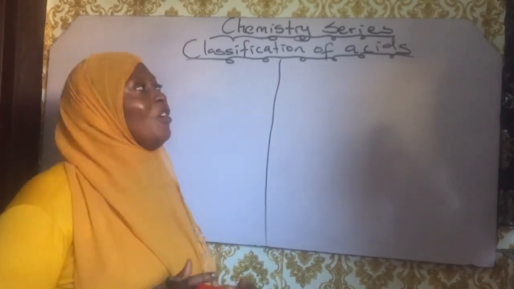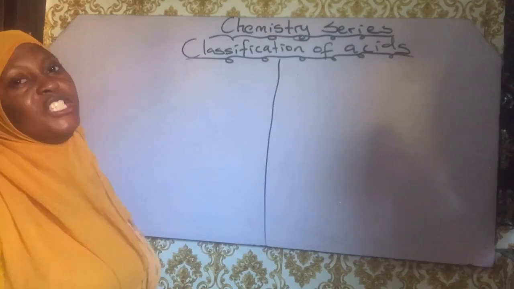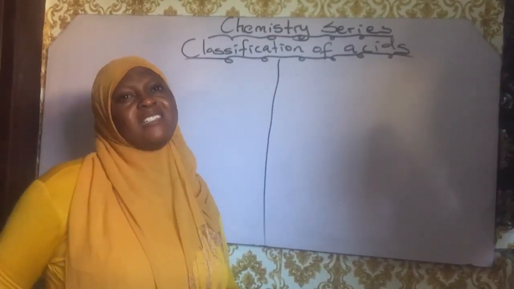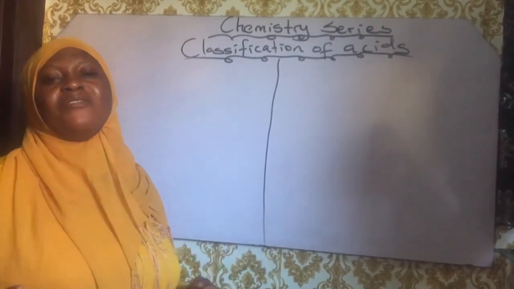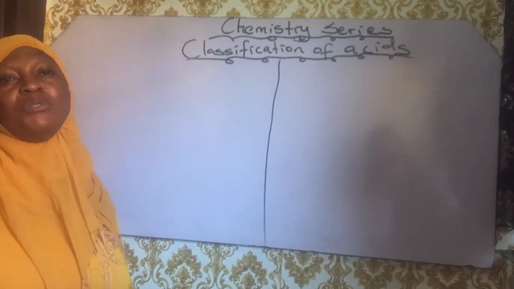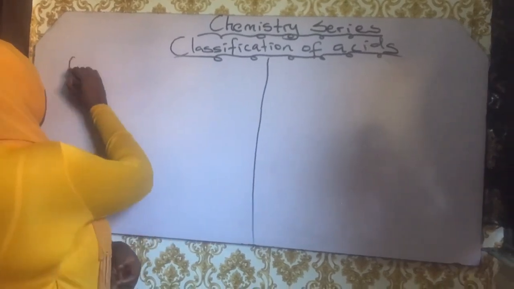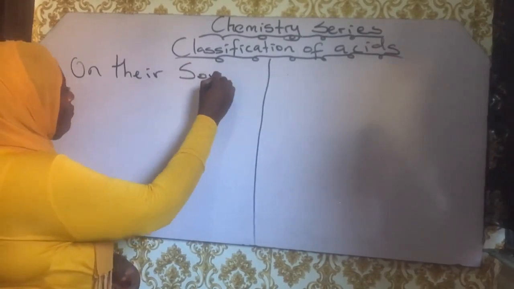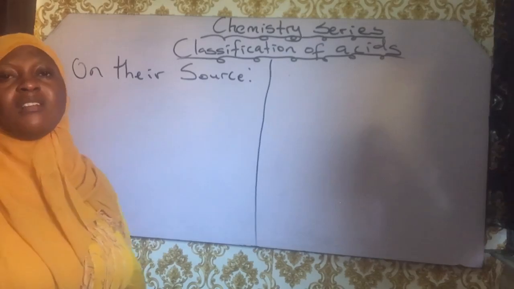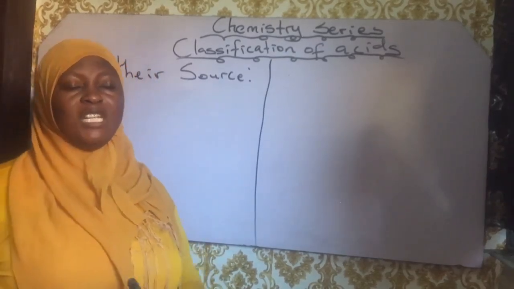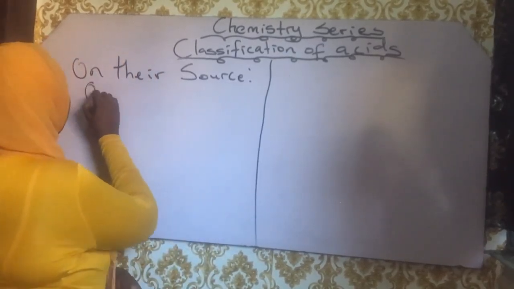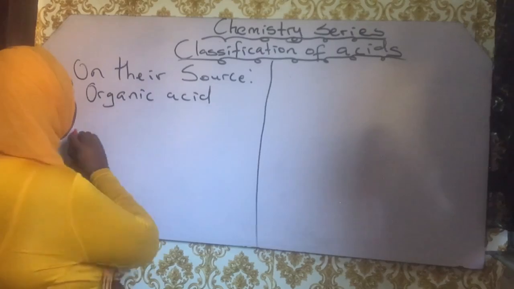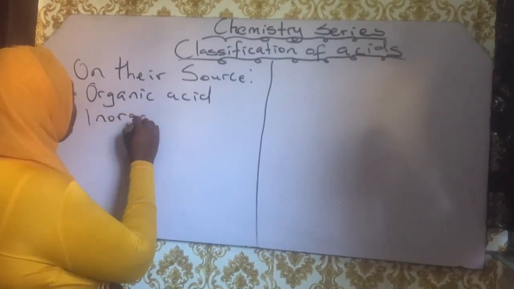In today's class, we are going to be talking about the classification of acids and the different types of acids they have. So, how are acids classified? Acids are classified based on, the first one we are going to be talking about, their source. When we talk about classification of acid based on their source, we have the organic acid and the inorganic acid.